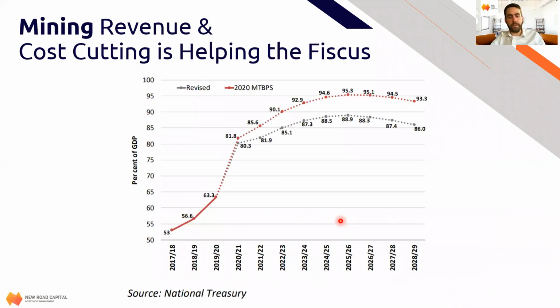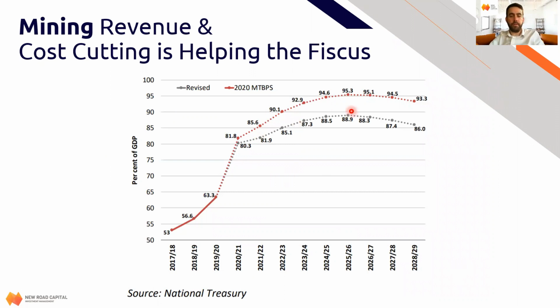If you look at our fiscus, our debt to GDP, those were the projections up to 2028, 2029 that Mr. Mboweni gave in the 2020 medium-term budget speech last year. So you can see the revision at the beginning of this year coming down. If you saw those initial projections, it was up higher, but you've actually seen the reverse happening.